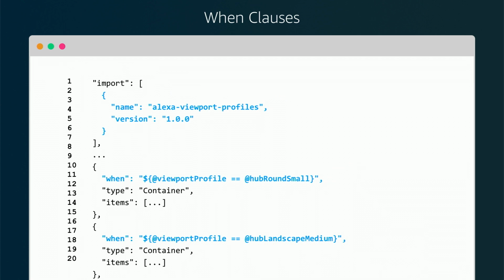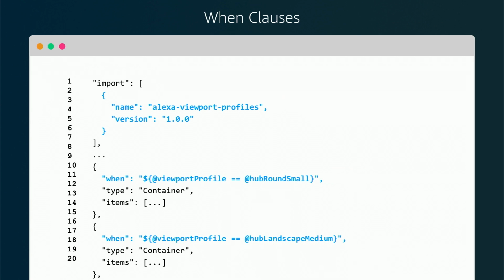And so in my case, I'm using data binding, and I'm saying against the viewport profile, if it is equal to a hub that is round and small, meaning an Echo Spot, inflate this component. Otherwise, don't inflate any of the other components if they have a condition that is not equal to this. So if I have a component that has a condition and it is not met, then that component would not be inflated on my device.